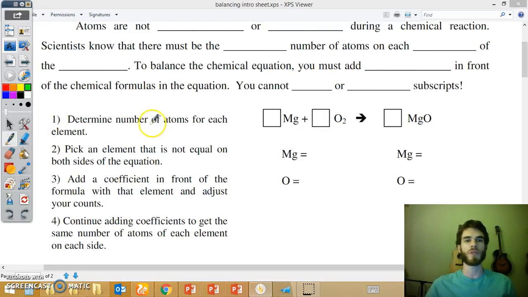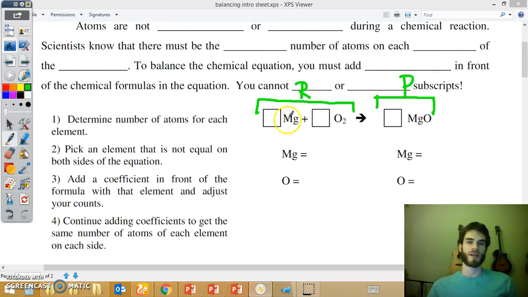So number 1, you determine the number of atoms for each element. Let's look at this as an example. And you think about both sides independently. So here is the reactant side. Here is the product side. So here on the reactant side, how many magnesiums do you have currently? Well, there's 1 magnesium there, and there are 2 oxygens here. Okay? And what about on the product side? Well, there's 1 magnesium there, and there's 1 oxygen right there.